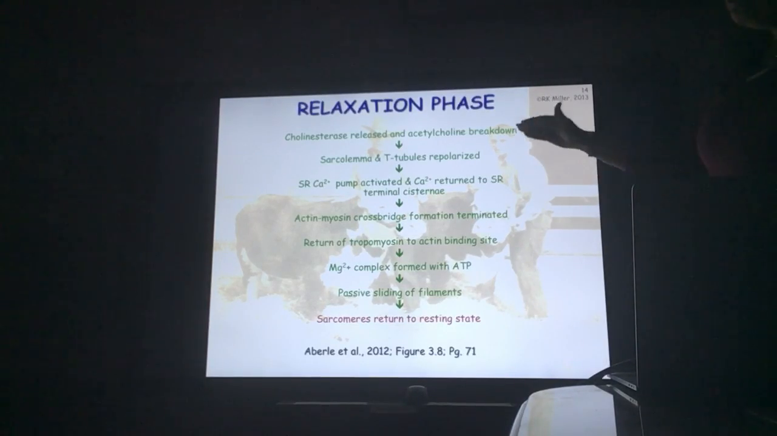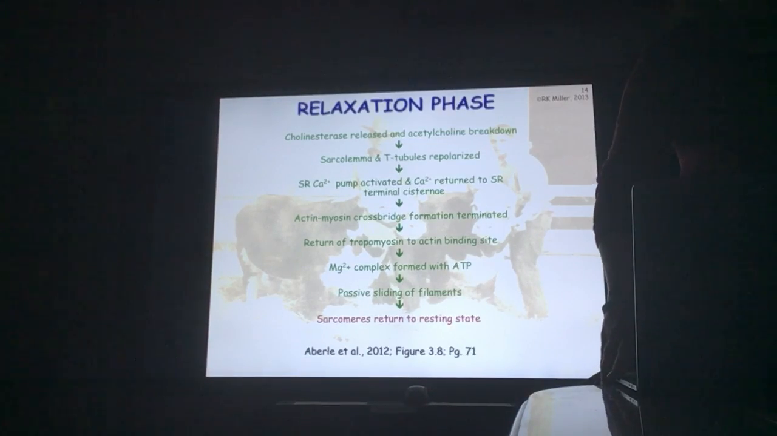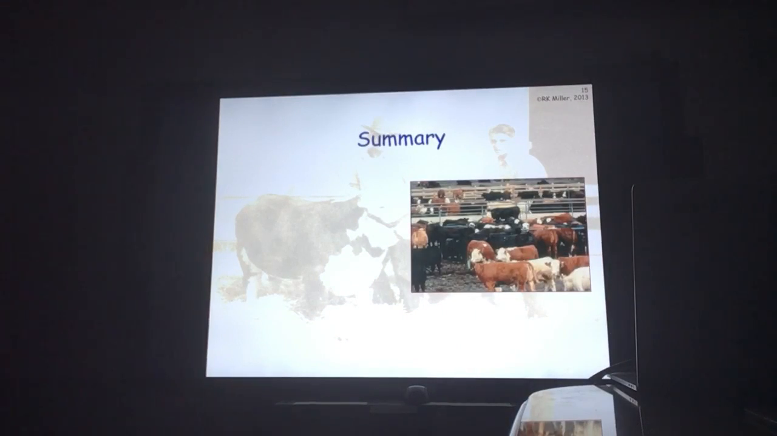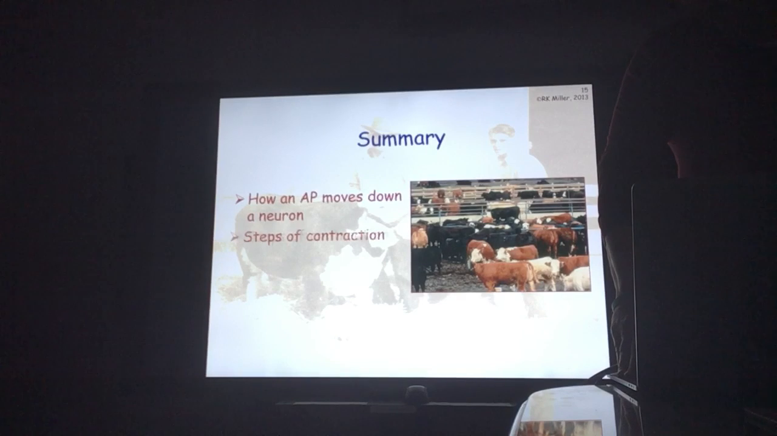You'll have this lecture on eCampus so you can go back through it and make sure that you understand what's going on. In summary, what you need to know from this lecture is how an action potential moves down a neuron, the steps of contraction, and the steps of relaxation.